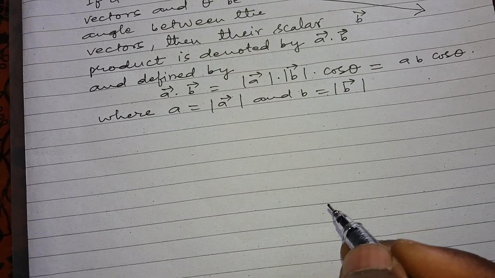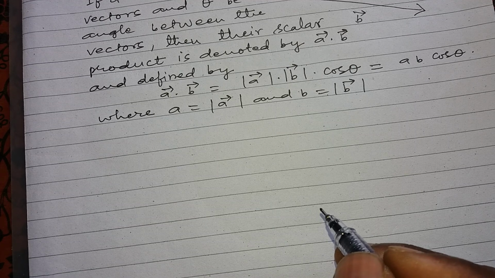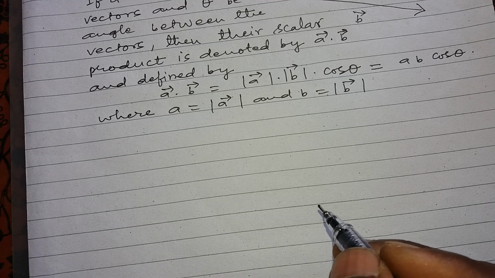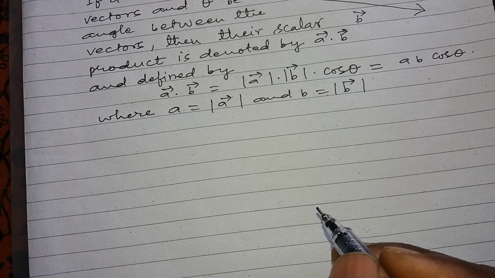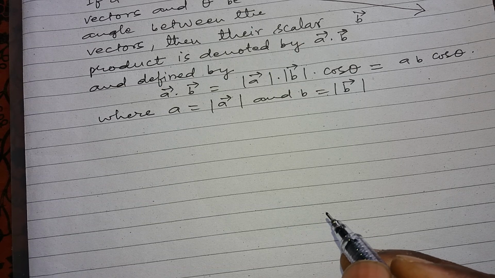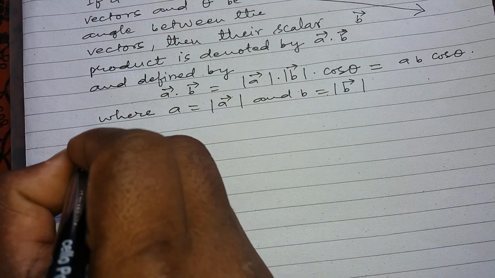Student, you got the information about the scalar product of two vectors. From this we can find out the scalar product of the vectors. So if two vectors are there, then we can find their scalar product. Let's see the perpendicular vectors.